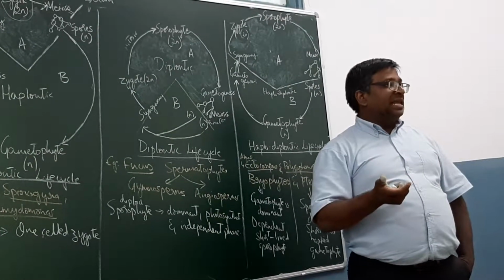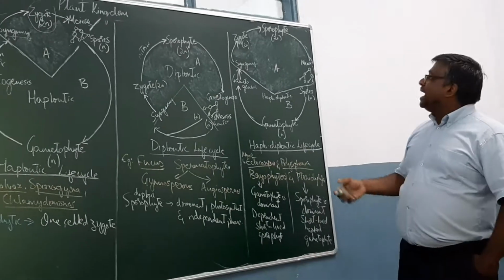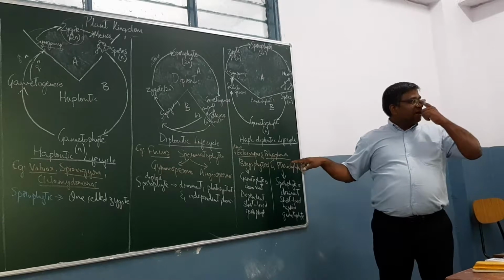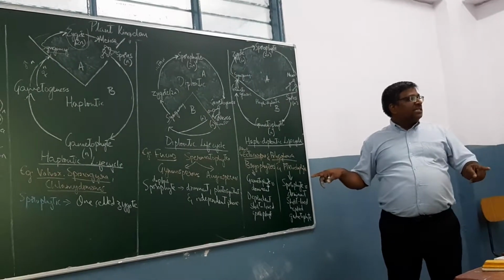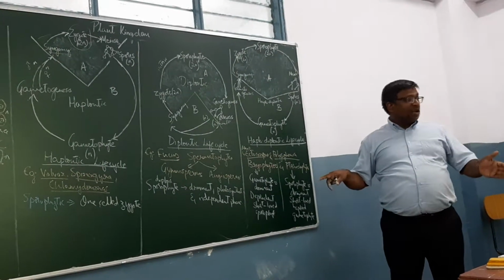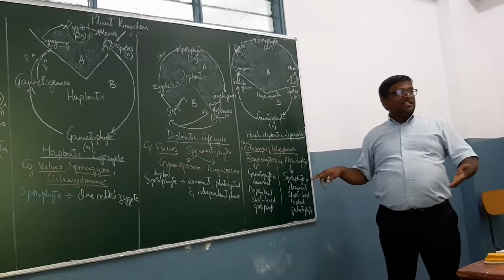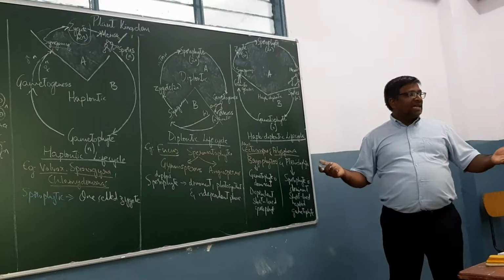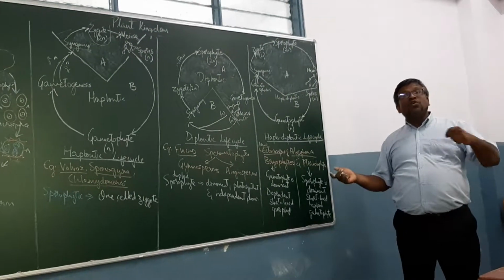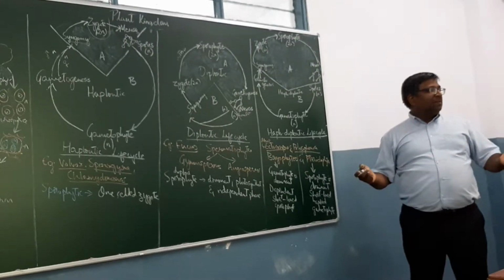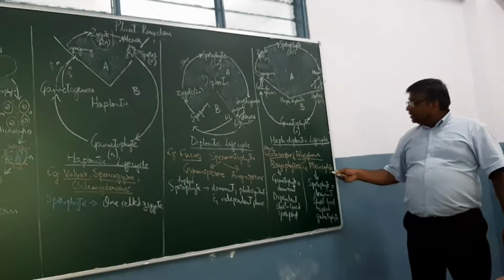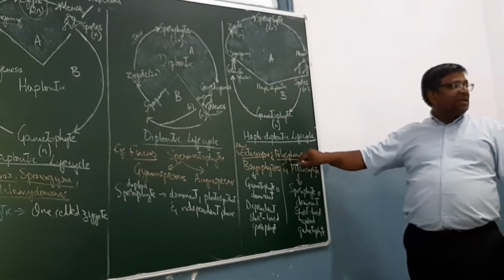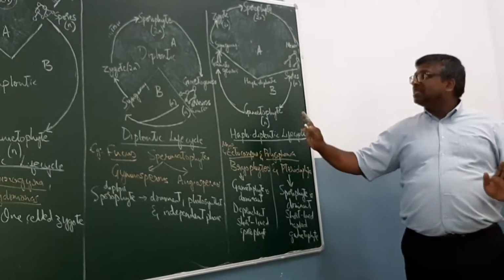Fucus is a type of algae. Whereas haplo-diplontic, you find this in bryophytes, pteridophytes, then it's also found in Ectocarpus, which is an algae, as well as Polysiphonia. Ectocarpus is Phaeophyceae, brown algae. Polysiphonia is Rhodophyceae, red algae. Examples you will know. So bryophytes, pteridophytes, Ectocarpus, Polysiphonia algae, they exhibit this haplo-diplontic cycle.